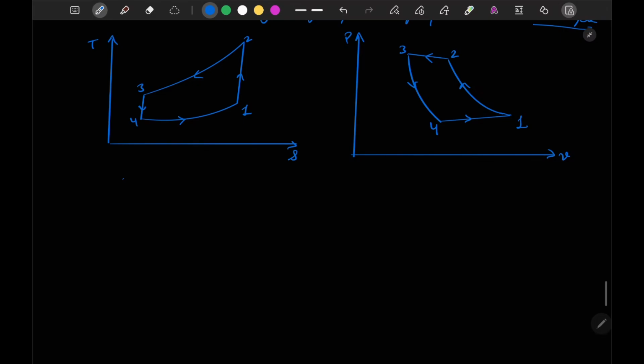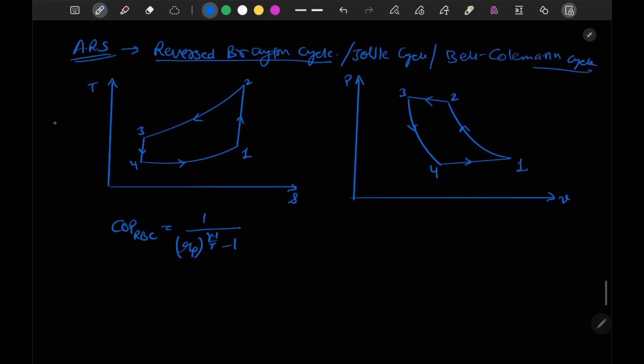Next, the COP of the reversed Brayton cycle can be given as 1 upon (Rp to the power (gamma minus 1) by gamma, minus 1). In this case, we know that T1 into T3 is equal to T2 into T4. How does it come into being? Since pressure is the same, we can write T3 by T4 is equal to T2 by T1. So from here we can write T1 into T3 is equal to T2 into T4. I hope you understood this point.